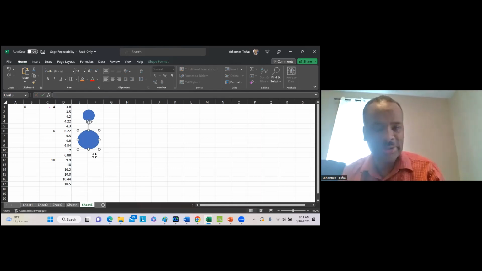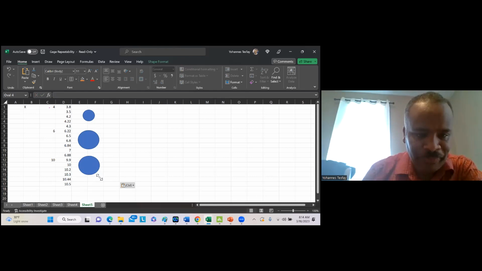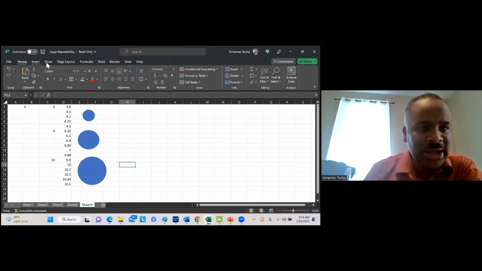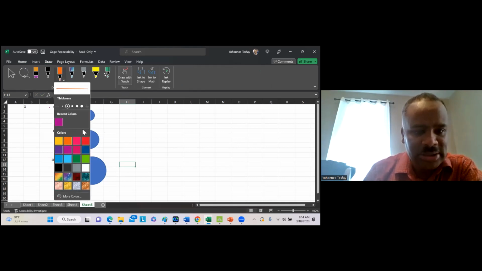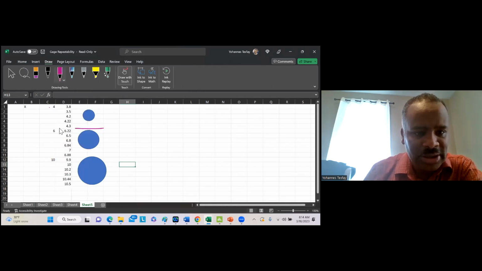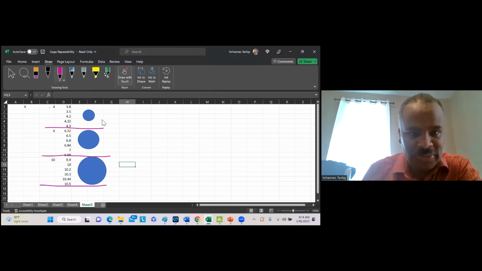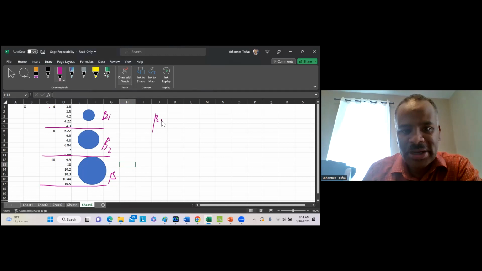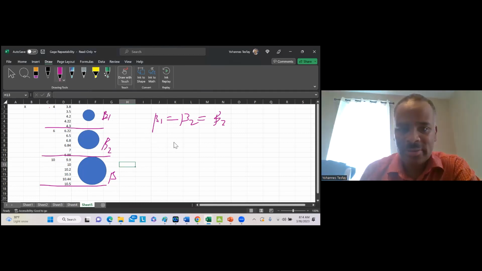So this is associated with this big circle. Now when it measures those, it has its own bias. You see right here, it has its own bias, and when it measures this one, it also has its own bias, and the big one, its own bias. So this is bias 1, bias 2, and bias 3. Now if bias 1 equals bias 2 equals bias 3, then the gauge has no linearity problem.